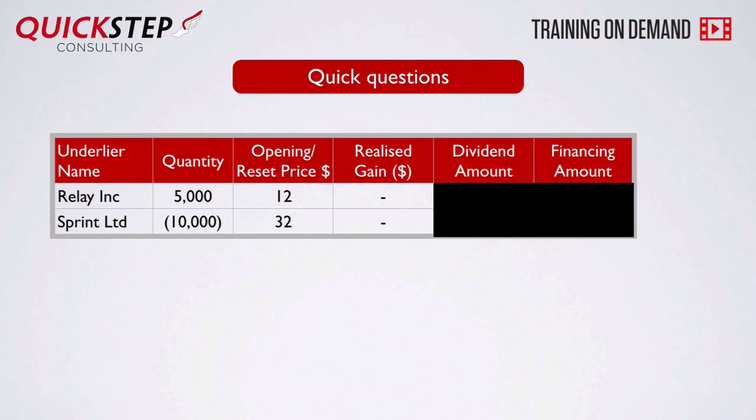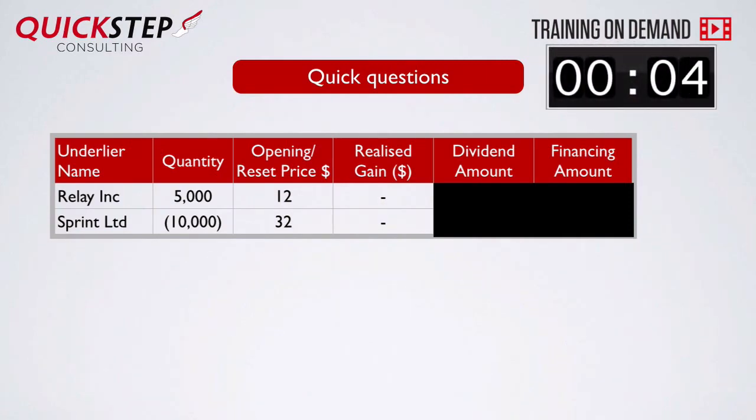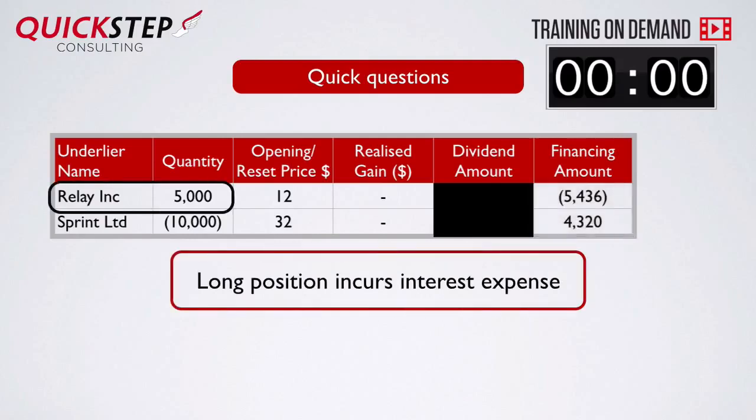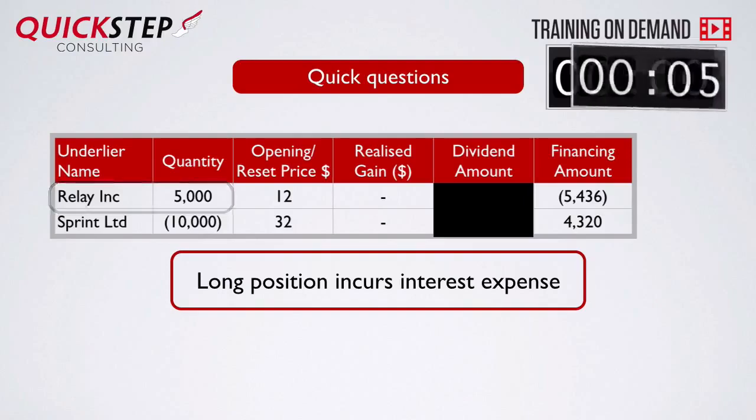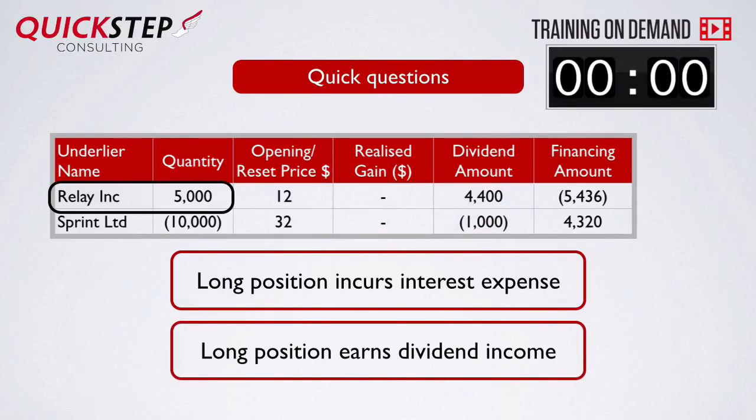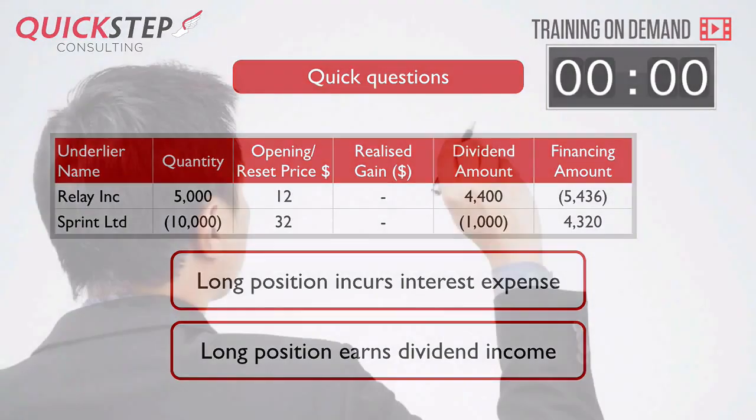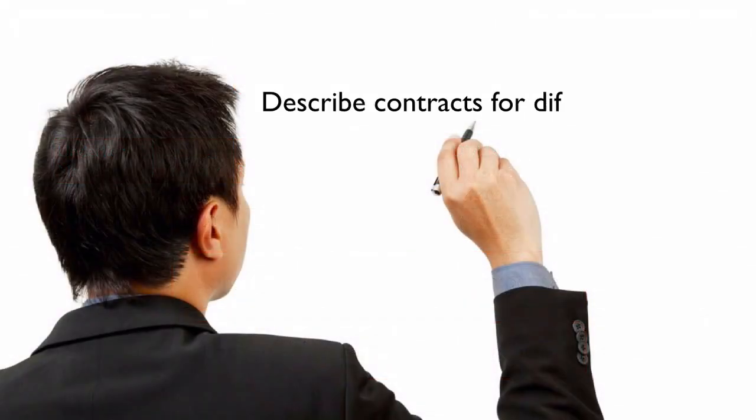Quick questions. Which of these positions incurs interest expense? The long position. Which of these positions earns dividend income? The long position. You should now be able to describe contracts for difference.